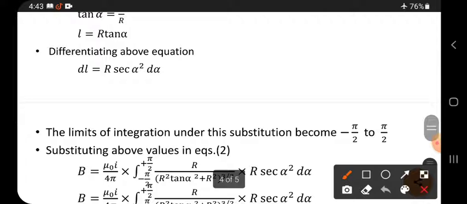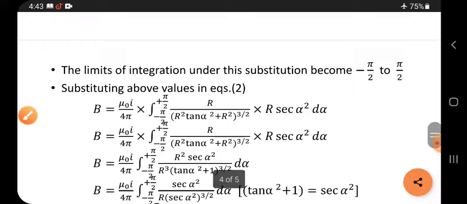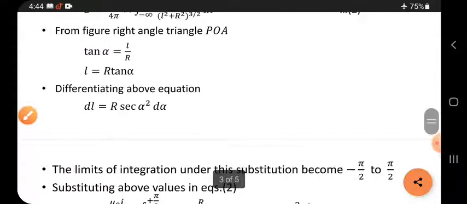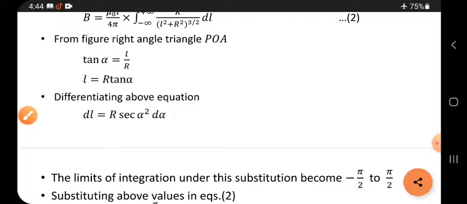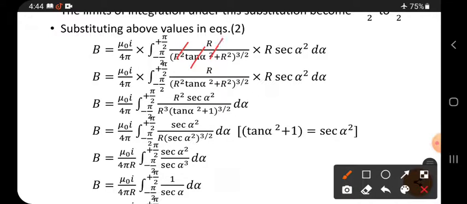Now, when this changes, the limits also change. Where the first is positive infinity and negative infinity, in the place of positive infinity write plus pi by 2, and in the place of negative infinity, minus pi by 2. And see once again, in the place of L we have to substitute R tan alpha. But L square is there, so R square tan square alpha. Next, plus R square. Now there is a common factor R square.